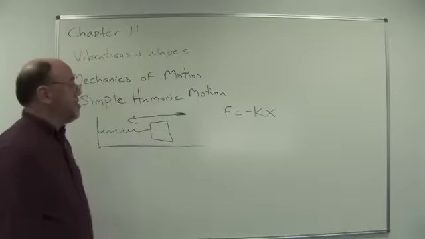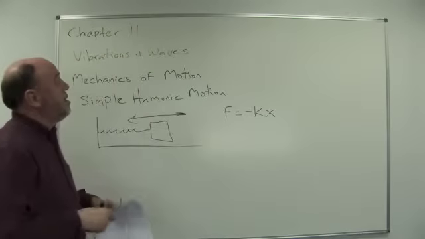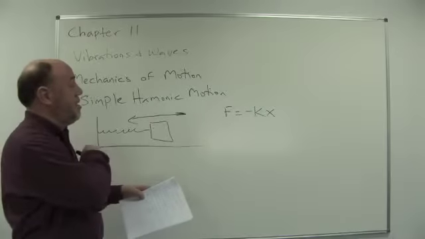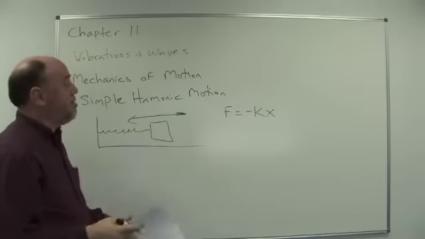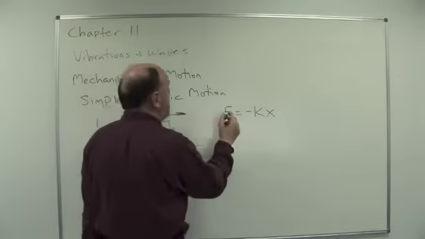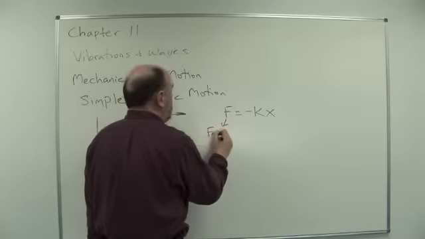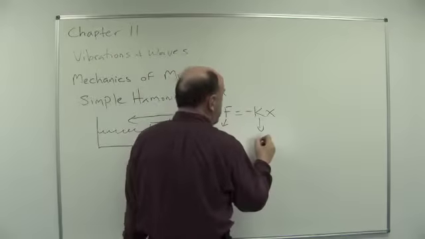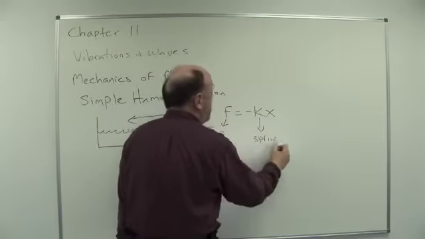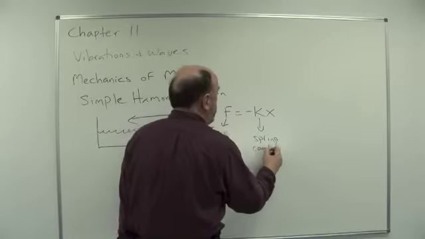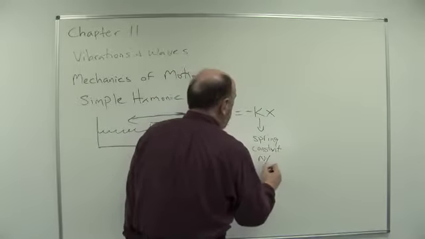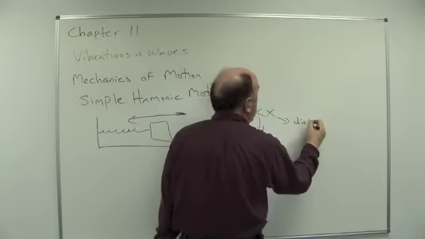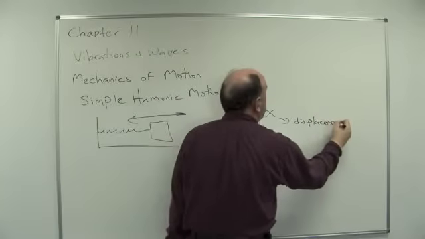So F is the force, which will be in newtons. K is the spring constant, which will be in terms of newtons per meter. And X is the displacement, which will be in meters.